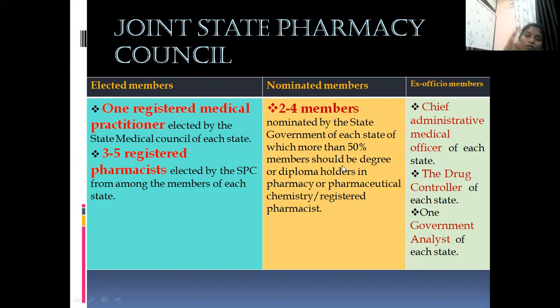In these 4 to 5 members, 2 members should be holders of a degree or diploma in pharmacy, or a pharmaceutical chemist, or a registered pharmacist. So those who are qualified with a degree or diploma can act as nominated members. Ex officio members are the same as in the state pharmacy council: the chief administrative medical officer, the drug controller of each state, and the government analyst act as ex officio members.